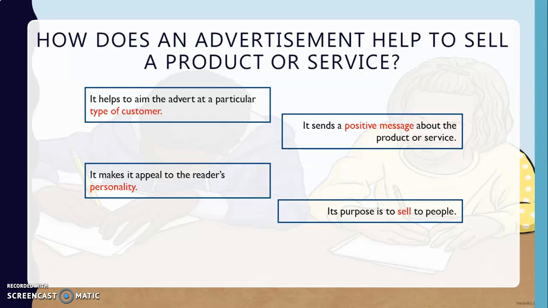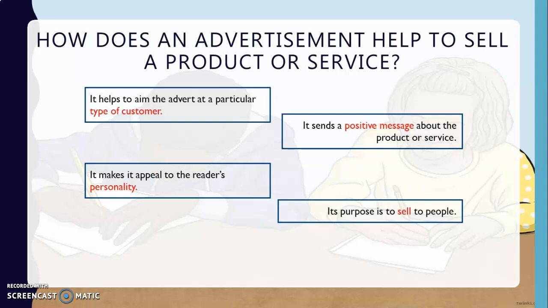Alright, this unit was mainly about advertisements. The comprehension itself was an advertisement, and the writing task was an advertisement. Let's take another look at it. How does an advertisement help to sell a product or service?